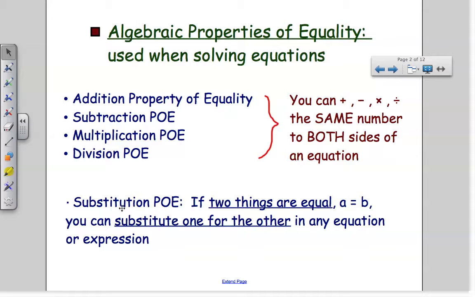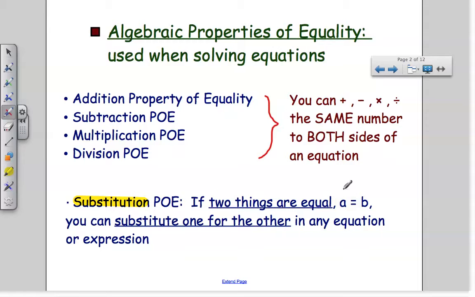And another property is substitution PO, or property of equality. Now substitution, we dealt with a lot last year as well. That says that you can basically substitute one for another if you know two things are equal. Like if A equals B, you can substitute one for the other in any equation or expression. If you knew that A equals B, instead of A you could put B. Instead of B you could put A.